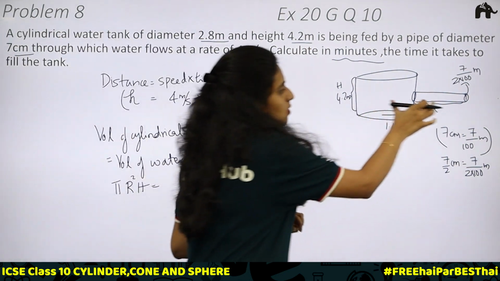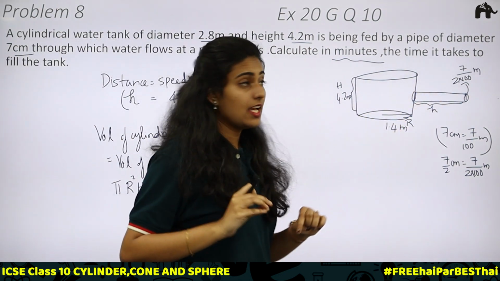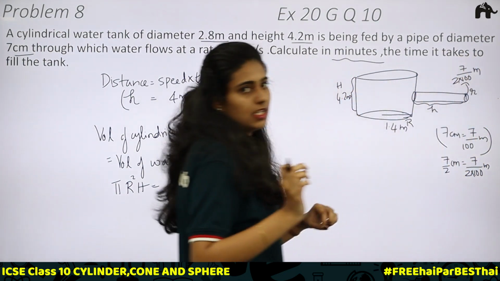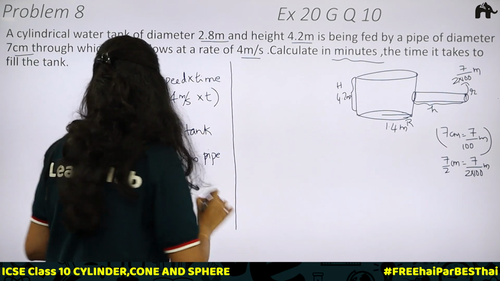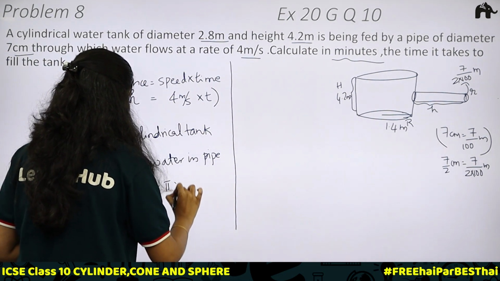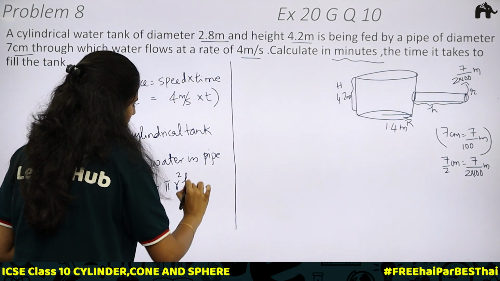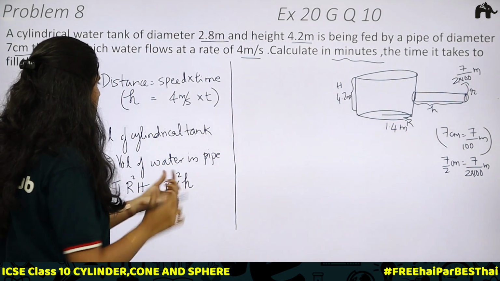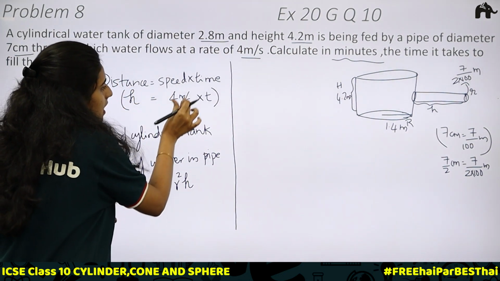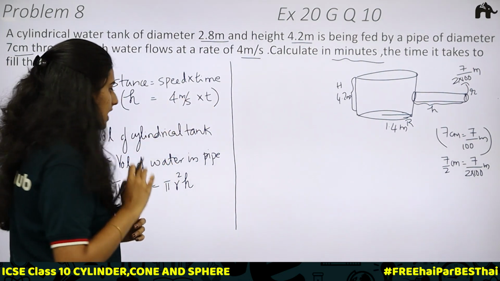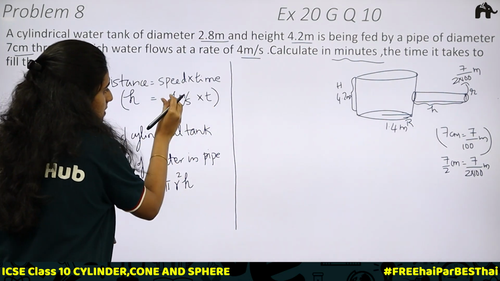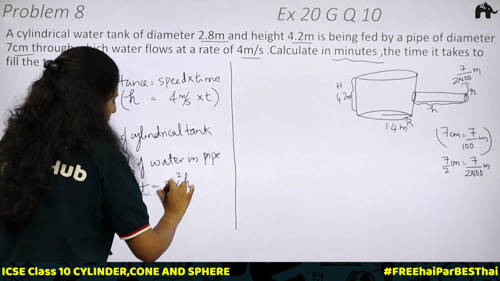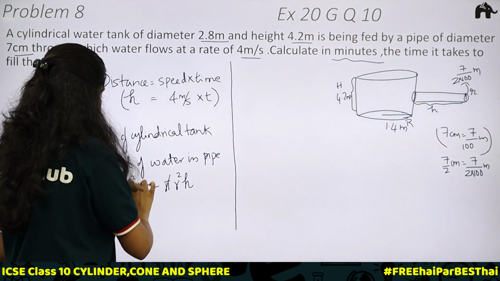Here we have taken small h as the height and small r, let small r be the radius of base of the pipe. Okay. Therefore, pi small r square into h. Yes. Now, what is h? h is equal to speed into time. We need to find time. So, in place of h, we can substitute 4 into t. Okay. Pi gets cancelled. Capital R square.